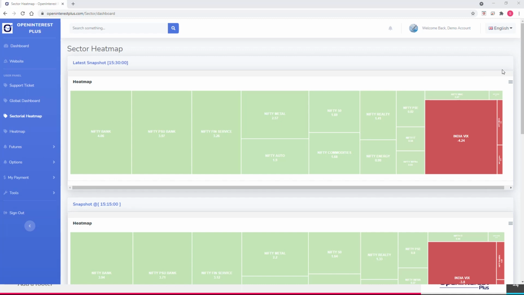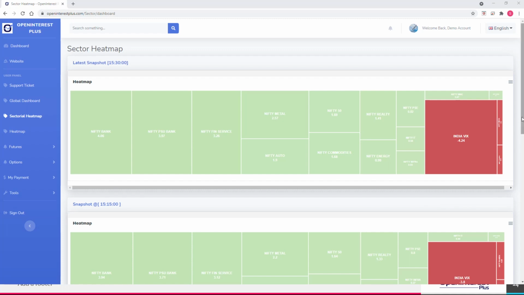So this sector heat map is of 17th, and as you can see, everything is in green. So basically today all the sectors as well as all the stocks had performed really well, and that's the one quick snapshot we can get from the sector heat map.